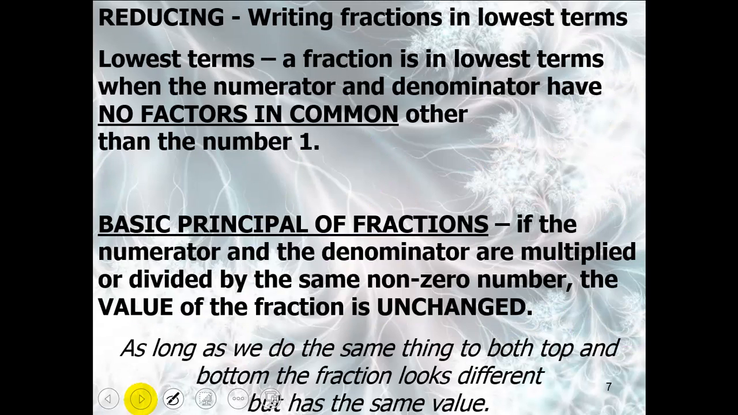When we reduce, the definition of reducing is writing the fraction in lowest terms. We're writing an equivalent fraction. It has the same value, it just looks different. It looks different because all of the common factors have been canceled. And that leads us to the term lowest terms. A fraction is in lowest terms when the numerator and denominator have no factors in common other than the number 1.